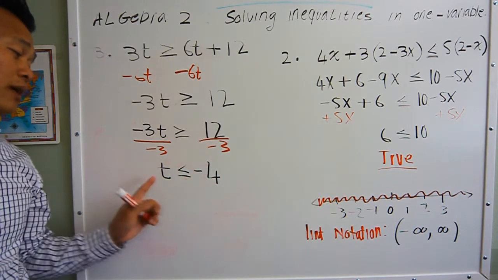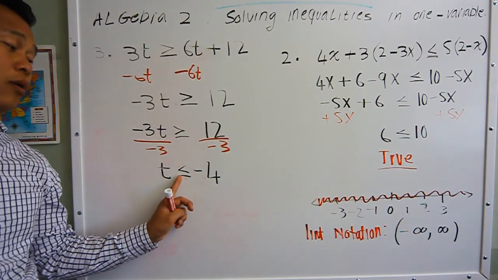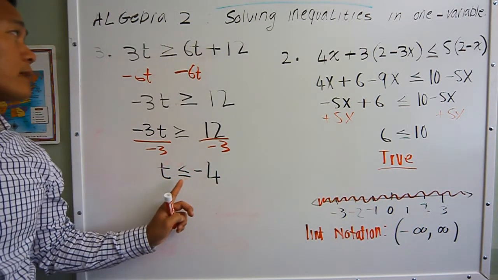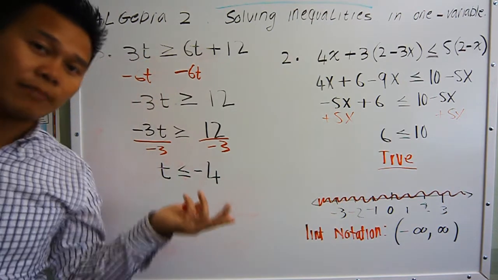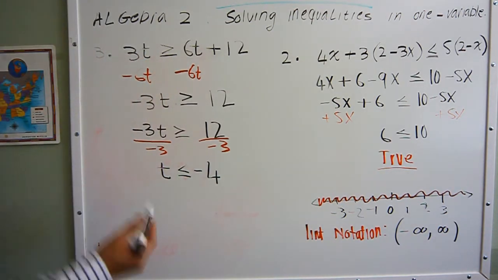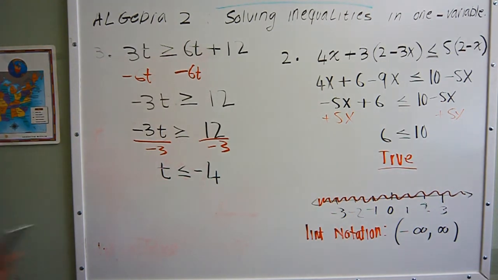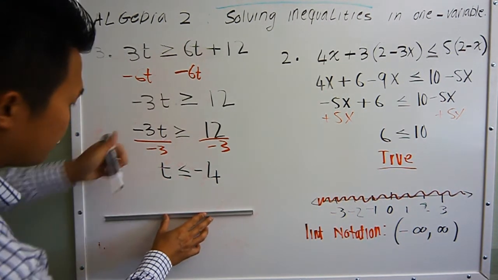So as long as you choose a value for t that is less than or equal to negative 4, and plug it back in here, then the statement is true. Alright, so let's graph the solution. Construct our number line down here.